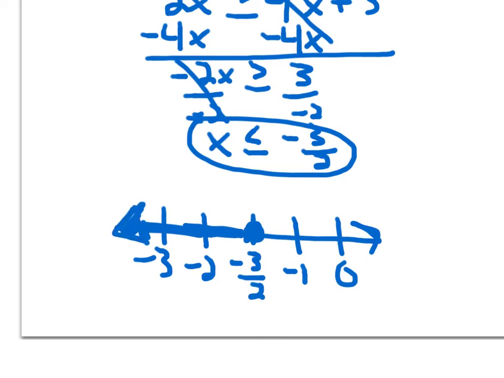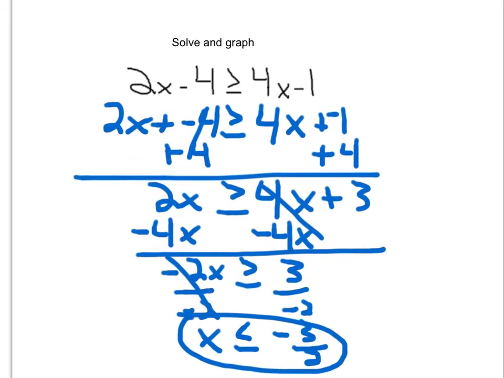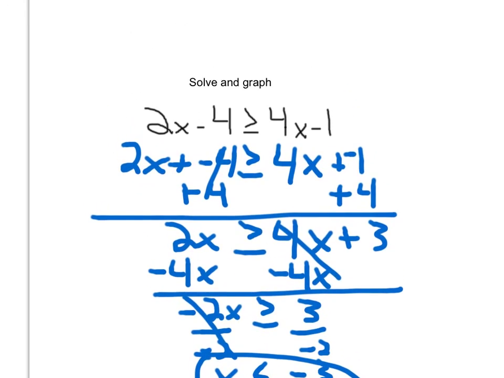So again, we can check this by picking a number to plug in and see if it works in the equation. Okay, let's pick negative 2 and plug it in. Well, if I take negative 2 and plug it in here, 2 times negative 2 is negative 4, and negative 4 plus negative 4 is negative 8. And that should be greater than or equal to whatever this is.